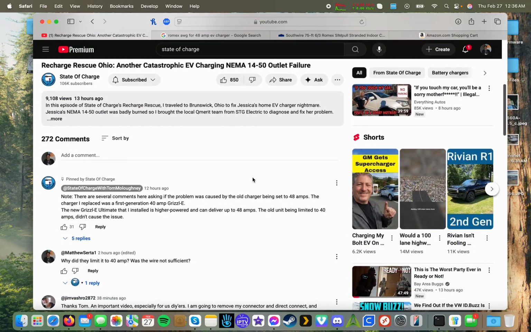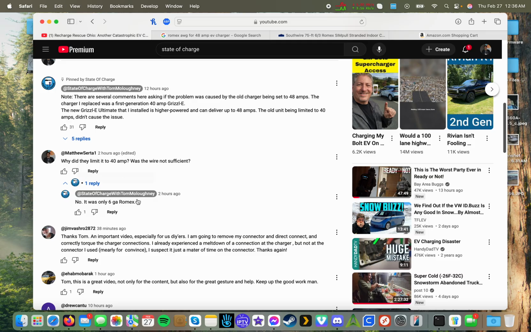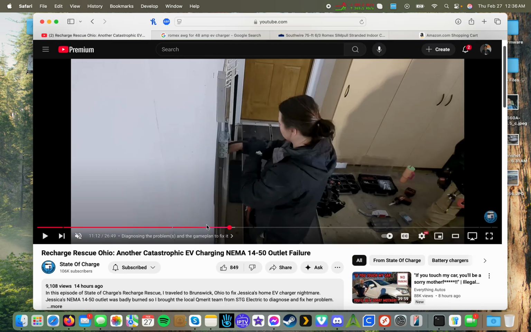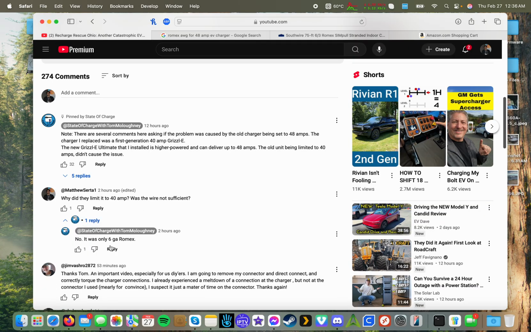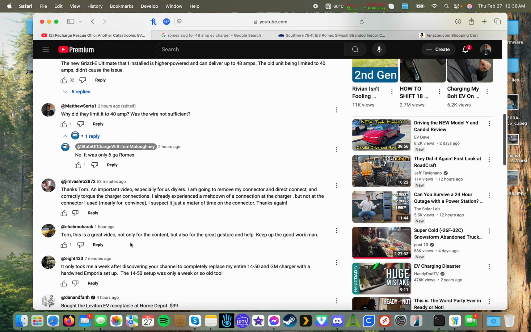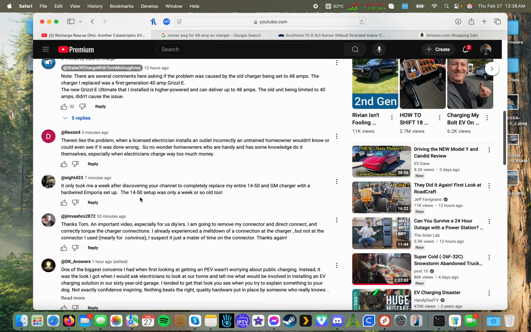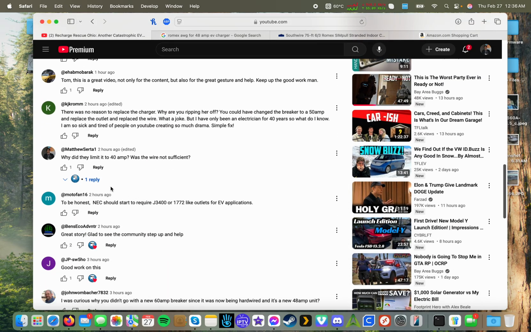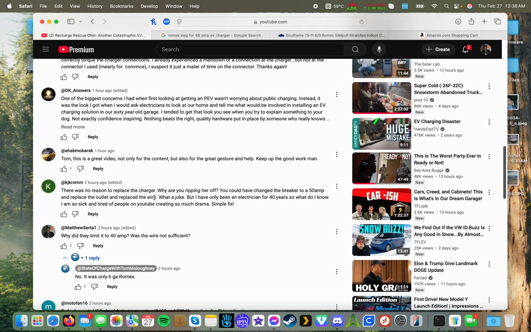I did comment and asked why they derated it to 40 amp. Was the wire not sufficient? He says, no, it was only 6 gauge Romex. And I'm thinking, what? Someone actually just replied to this while I was talking. I got a notification, but I don't have a reply here. Maybe we're sorting by... here we go. Oh boy, lots of comments. Anyway, I got a notification that someone had replied.